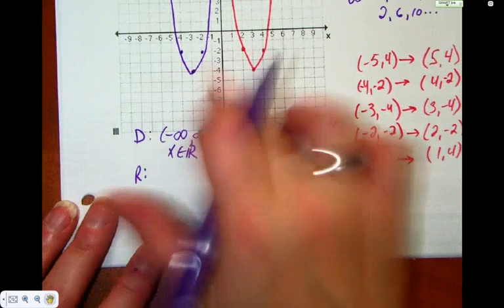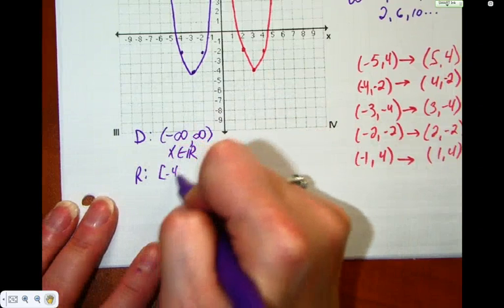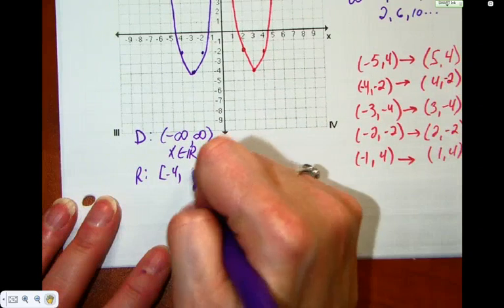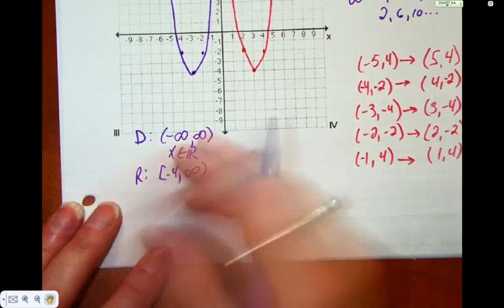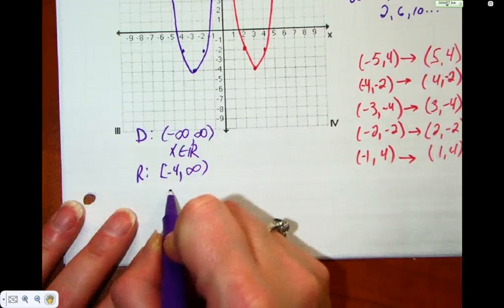Range, we have to look down. What's the lowest point on the graph? And the highest point? If we want to match the other notation, how do I say all the points from -4 to infinity?